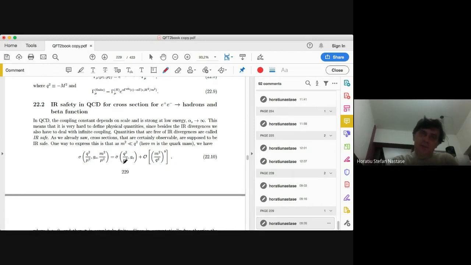But infrared safety means that we have something that is finite, and it's finite when the mass of the quark, before it was the electron, is much smaller than the momentum of the quark or gluon. And we can expand in this m squared over q squared.